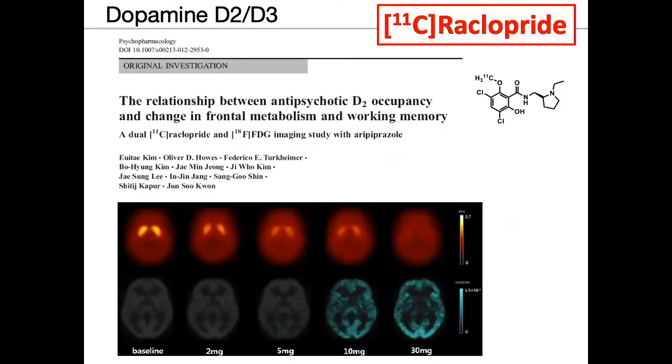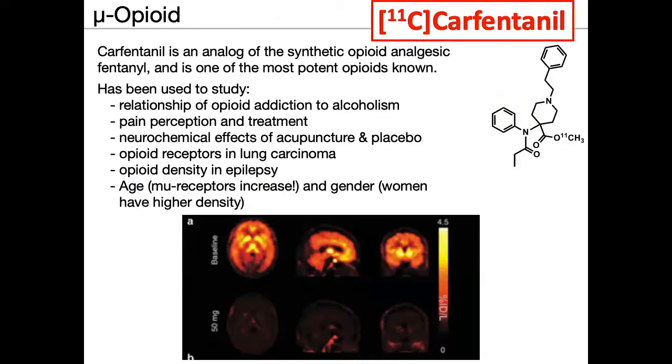And just to go through a couple of examples, C11 raclopride is a radiotracer that's been very well validated and looks at the dopamine receptor subtypes D2 and D3. It's been used in a number of different kinds of imaging studies, especially in psychiatry. And there are specific agents for the mu-opioid receptor system, looking at, for example, the opioid crisis we have now. We can specifically image the opioid receptors in the brain or in the rest of the body. And one of the tracers available for this is C11 carfentanil.